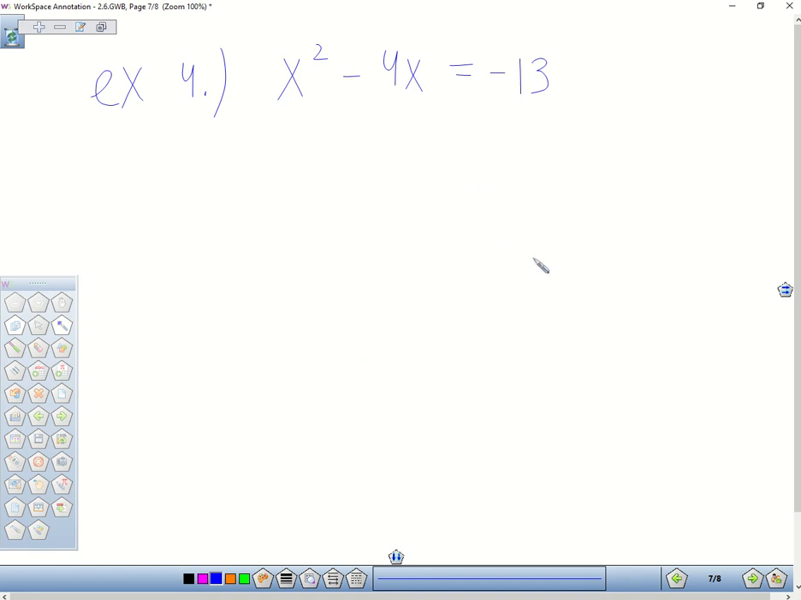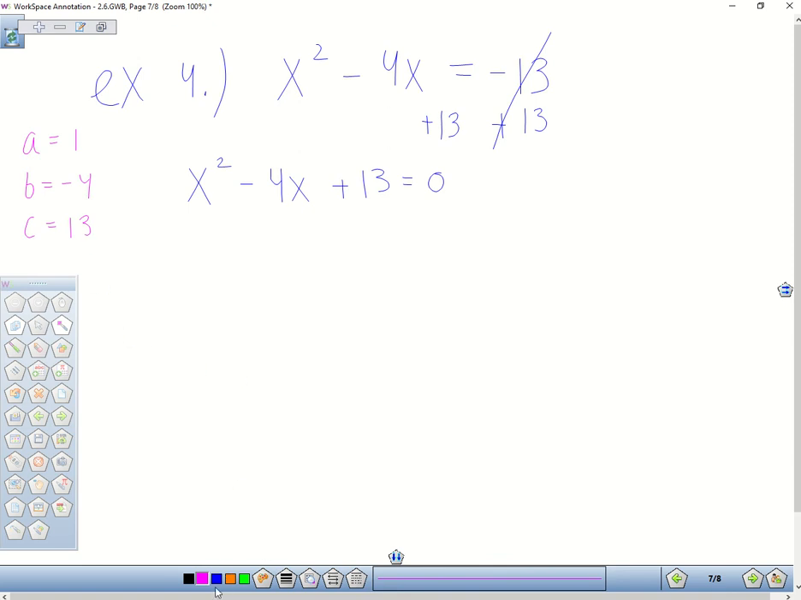Alright, so for example 4, first thing we need to do is get it into the form ax squared plus bx plus c equals 0. So how can I do that here? Add 13. Good, we have to add 13 to both sides. That cancels out my 13 over here, and I'm left with x squared minus 4x plus 13 is equal to 0. Now that we have that, we can determine a, b, and c. So what's a? Good. B and c.